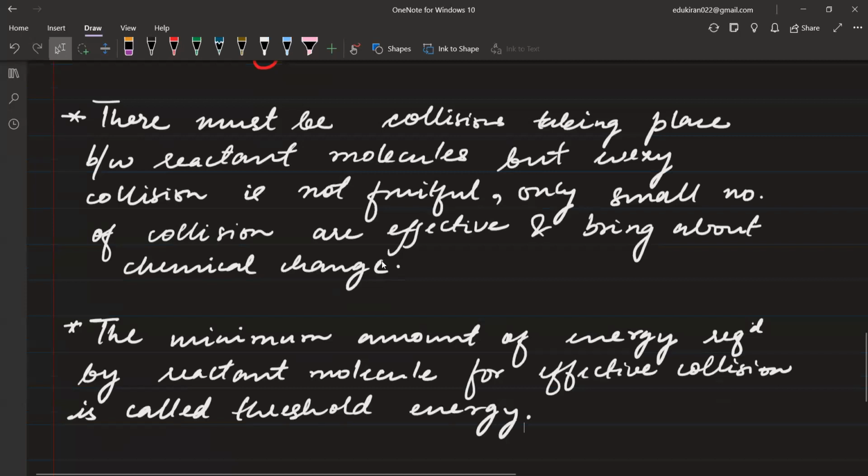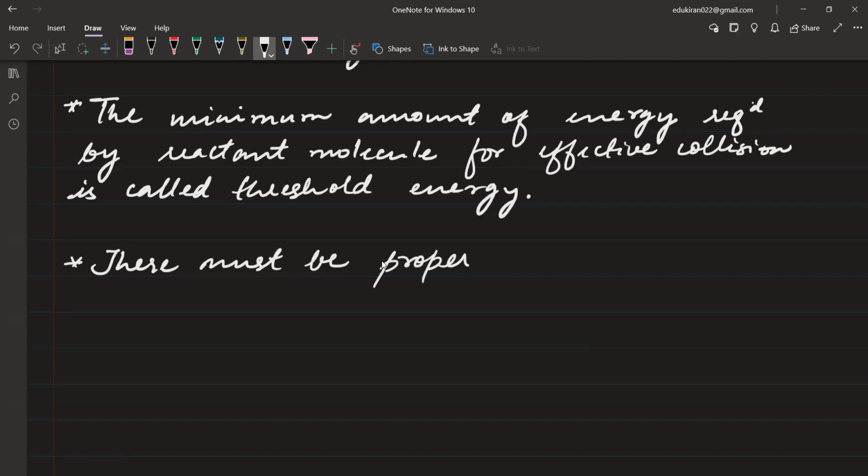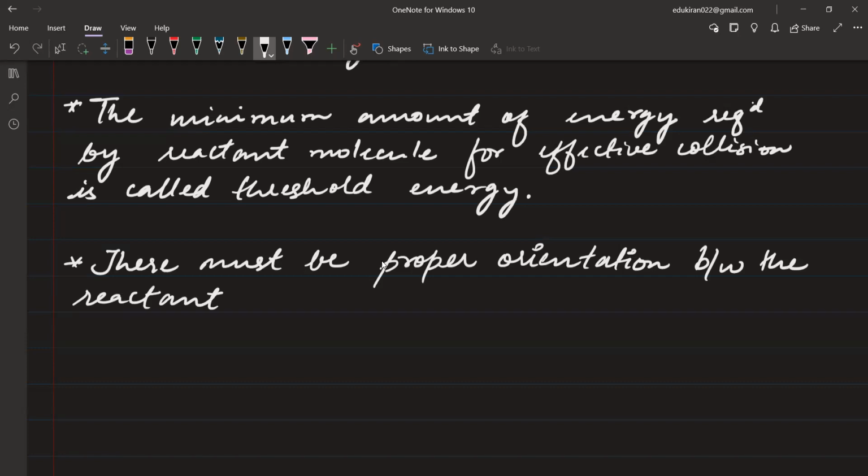Write the last point. There must be proper orientation between the reactant molecules for effective collision.